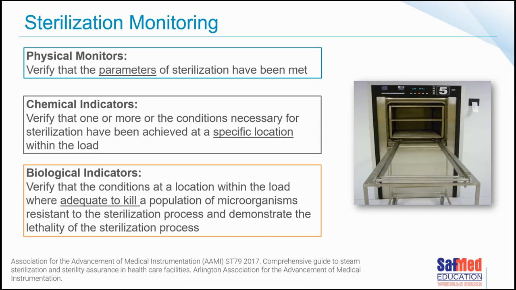Chemical indicators, what do they do? They verify that one or more of the conditions necessary for sterilization have been achieved at a specific location within the load. What does a biological indicator tell me? It verifies that the conditions at a location within the load were adequate to kill a population of microorganisms that are resistant to that sterilization process, and it demonstrates the lethality of the sterilization process.